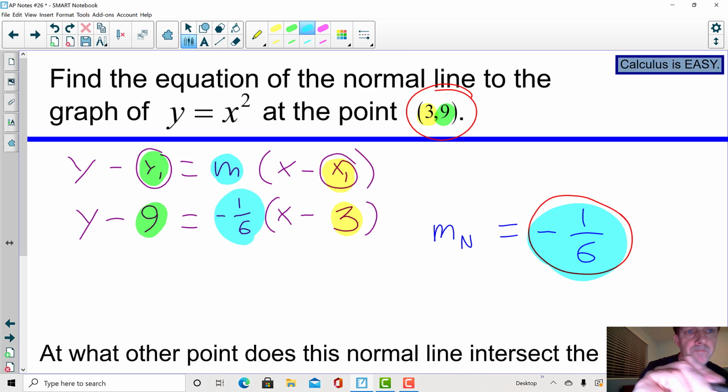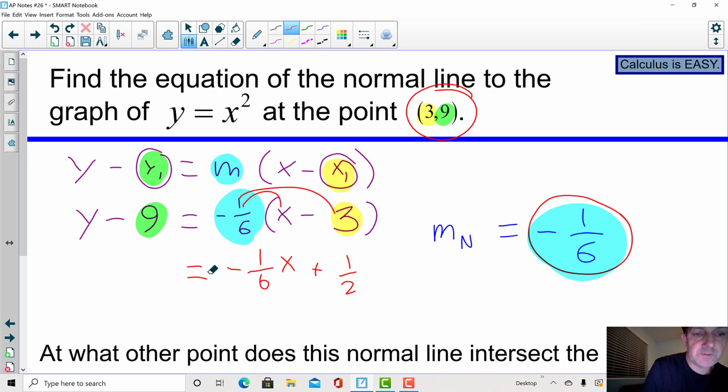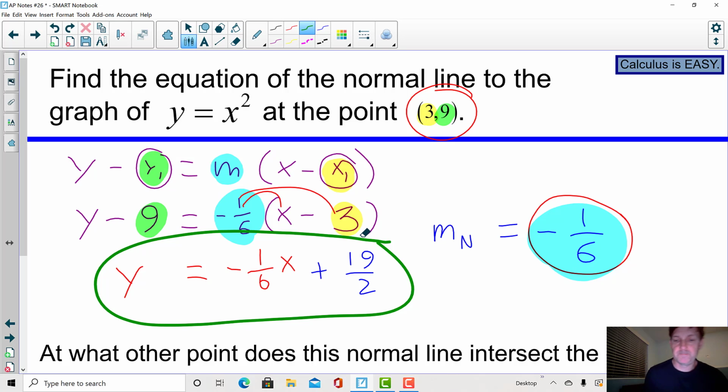Okay, now I'm done. If I want, I can simplify. I have to distribute the negative 1/6 on both pieces. And also add 9 to both sides. Now on the right side, I'm adding 9. And I'm writing it as 18 over 2 so that I can add it with the 1 over 2. And now I'm done. There's my final answer.